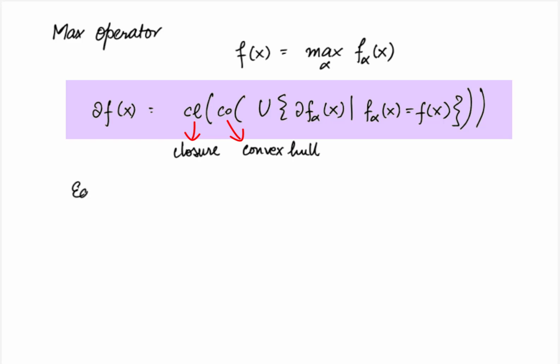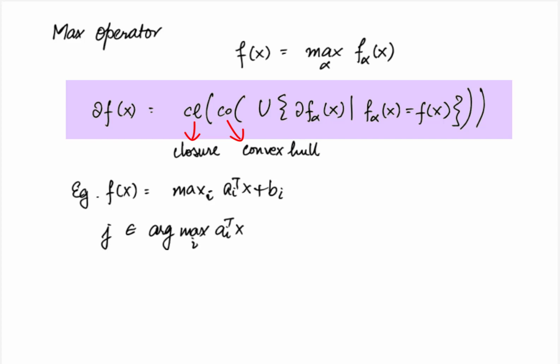Let us consider a specific example. Suppose that f of x equals max over i of a_i transpose x plus b_i, and we need to find the subgradient of f at a given x. Then for that given x, we need to find j such that j belongs to argmax over i of a_i transpose x plus b_i. Then a_j is a subgradient of f at x for that index j.